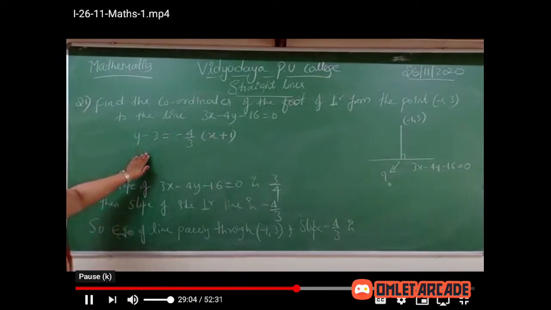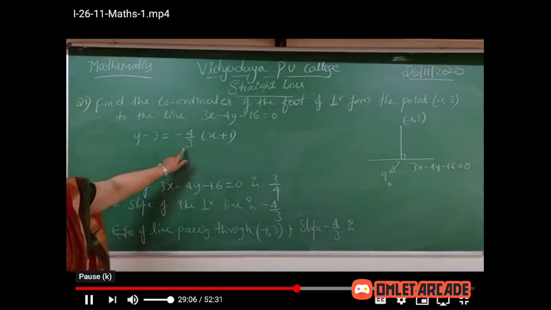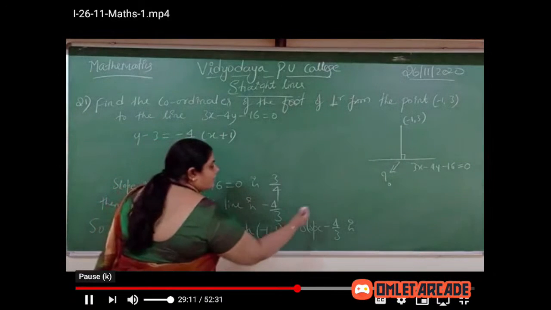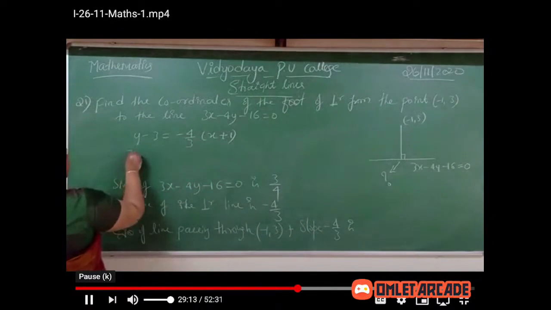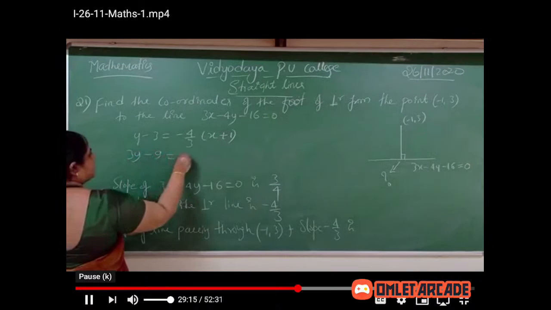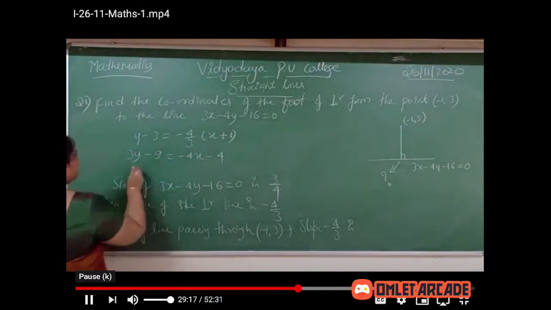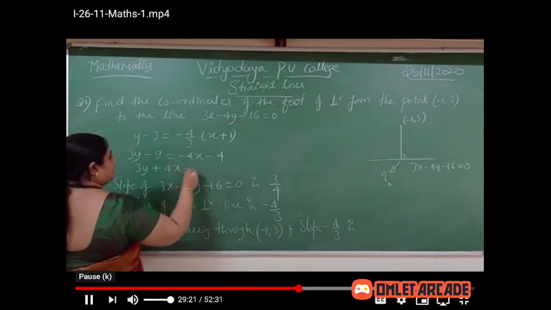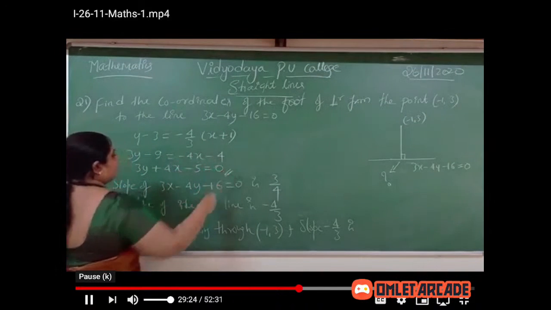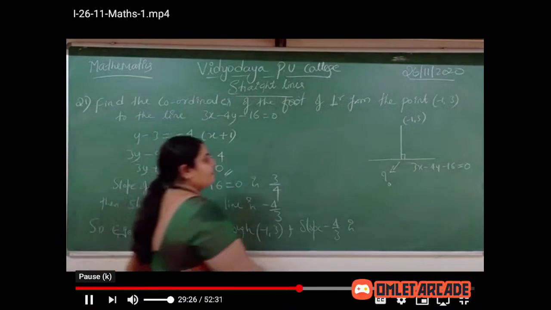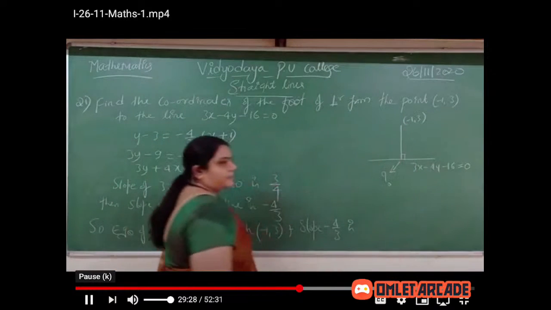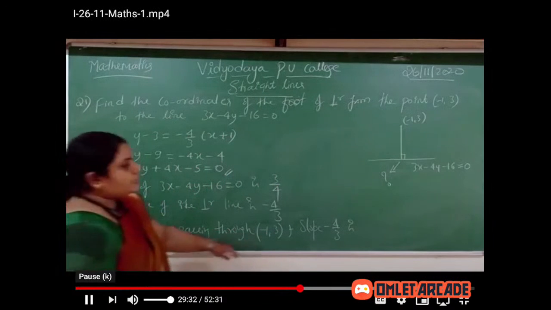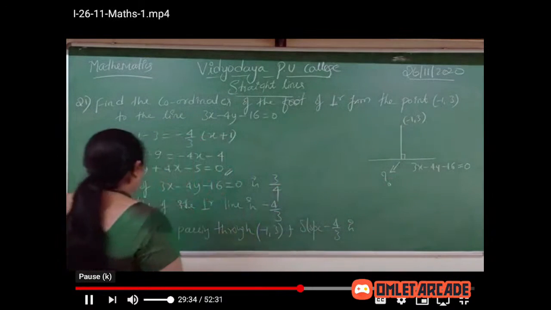Did you get the formula? Which formula is used here? y minus y naught is equal to m into (x minus x naught). So this is the point, x naught y naught, this is m. So it will be 3y minus 9 is equal to minus 4x minus 4. So is it 3y plus 4x minus 5 is equal to 0? This is the equation of this line, isn't it? So the equation of the line perpendicular to this.